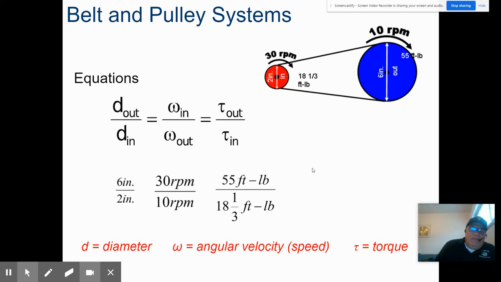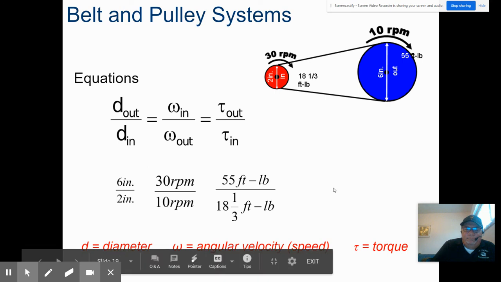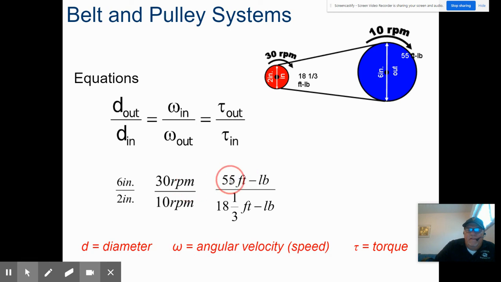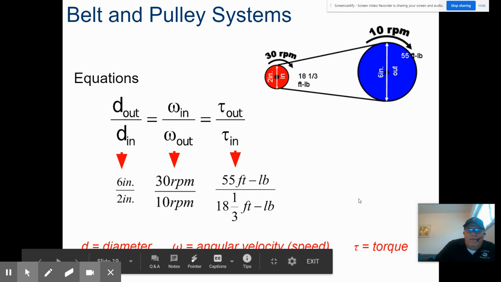So yeah, I got a little confused there myself. Don't do that. Here we have our out over in. There's our torque for there. And then here's our torque for the end.